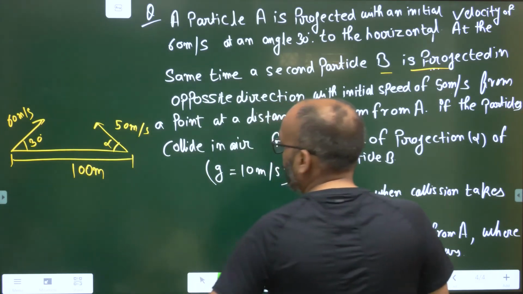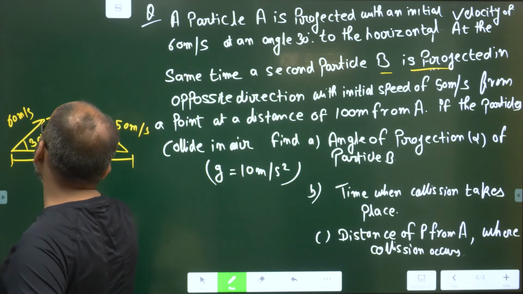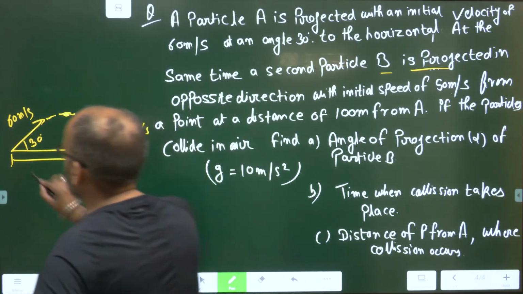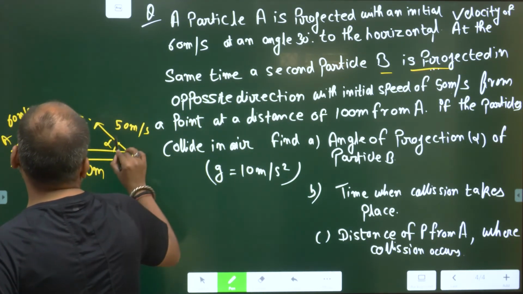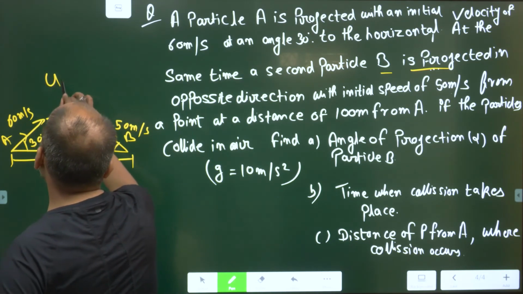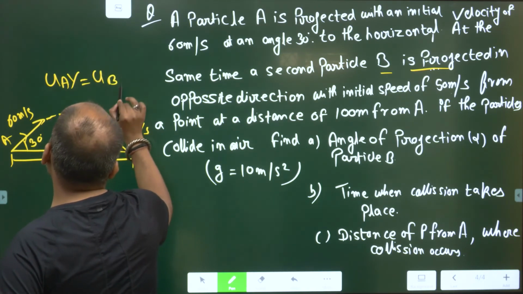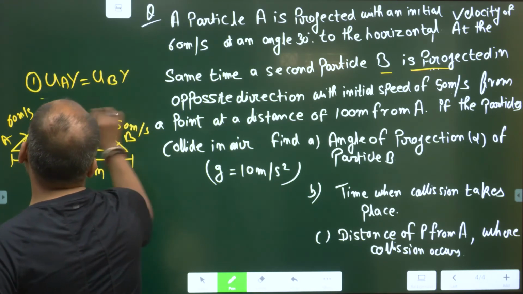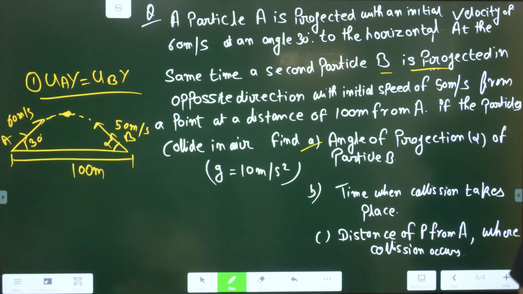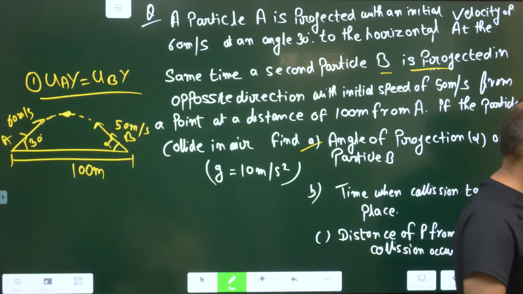If the particles collide in air, now this thing we have to pay attention to, that particles are colliding in air. This is my particle A and this is my particle B. If particles are colliding in air, that means the y component of velocity of A should be equal to the y component of velocity of B. Equate them, you will get the answer for the first part. Yes or no? Yes, sir.